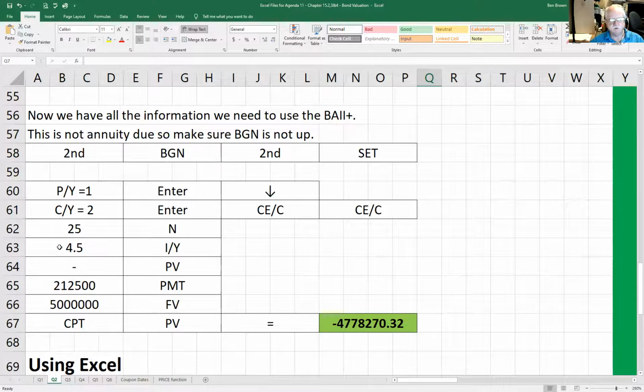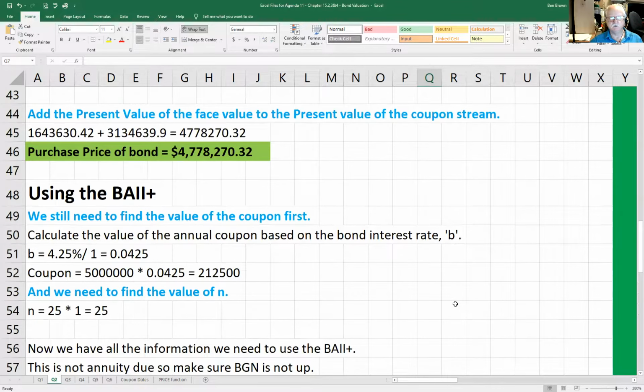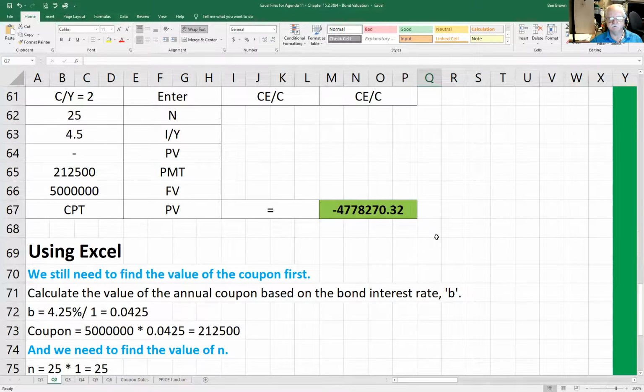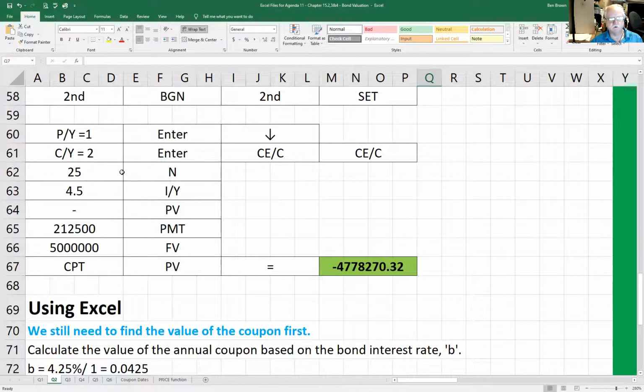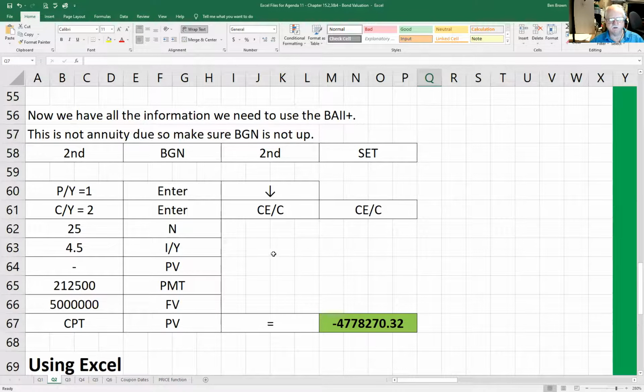This is the market interest rate. It's not P. We can put in the payment, which is the coupon, the future value of the bond, which is 5 million. And we come up with exactly the same answer. But we only had to do one calculation and we didn't have to find P. So this is easier on the BA2 plus.